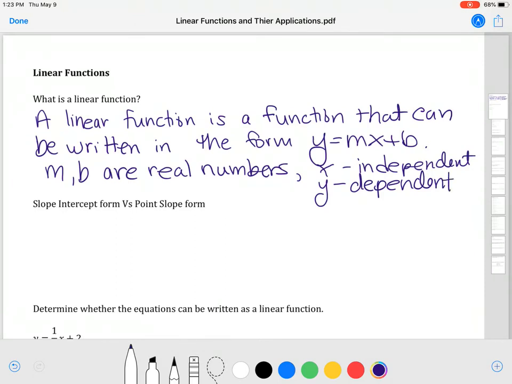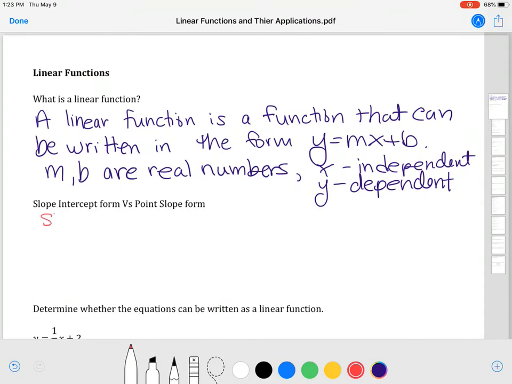Now, just like we can write numbers in different forms, like we can write it as a decimal or a fraction or a percentage if we're using percentages or proportions, there's different ways that we can write the equation of a line. And the two that we're going to focus on in this class is slope-intercept form and point-slope form.